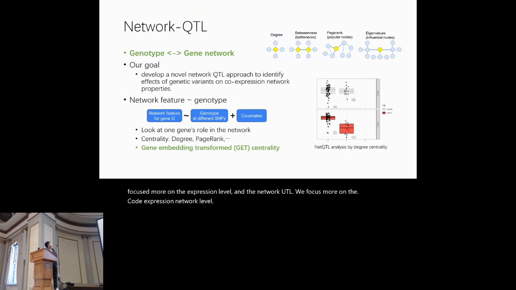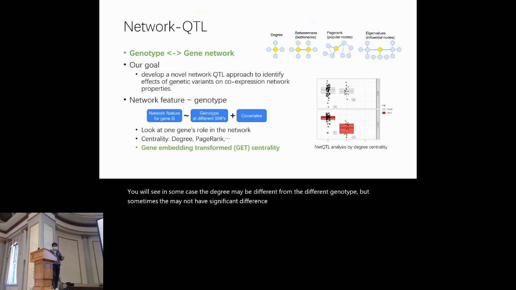In this project, we are trying to develop a novel network QTL approach to identify the effect of genetic variants on co-expression network properties. The overall idea is to find the association between some network feature and the genotype. So we start by looking at the centrality of a node, a gene, in the network. It can be the degree, betweenness or PageRank, something like this. We did some experiments to see if there are signals. On the right-hand side, you will see that in some cases the degree may differ between genotypes, but sometimes they may not have a significant difference.